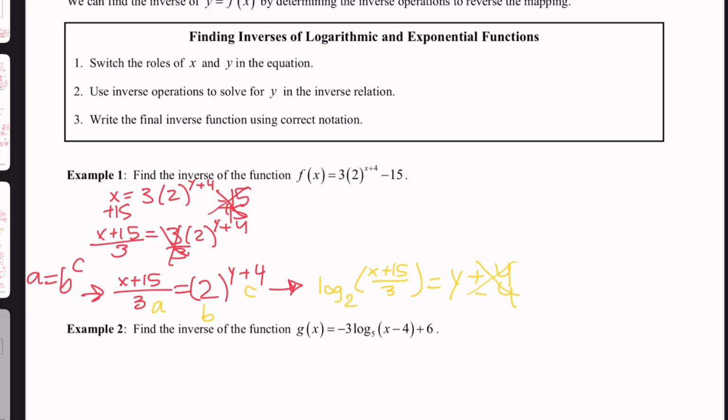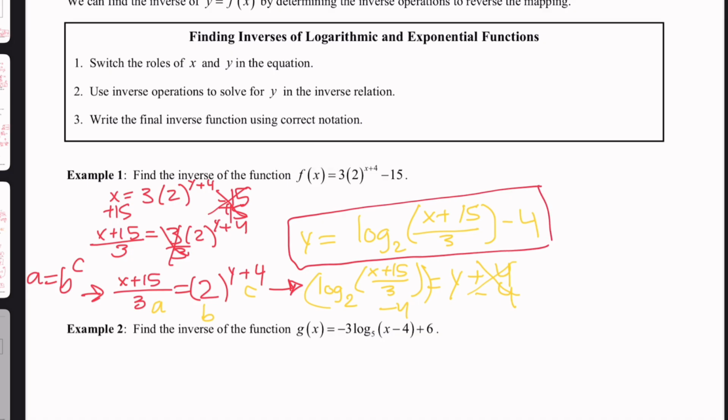Now we're going to minus 4 on this entire thing. So it looks like y is equal to log base 2 of the quantity x plus 15 over 3, minus 4. So that's our answer. But it says inverse, so we don't want to put y. We would put the inverse, which is f to the negative 1, and then x.